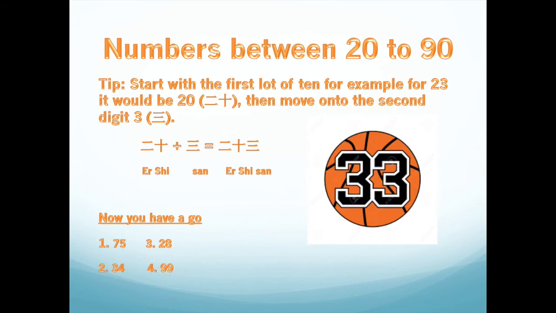Okay, so now we are going to be learning the Mandarin numbers between 20 and 90. There is also a helpful tip to help you remember these numbers. Start with the first lot of 10. In this example, it would be 20. Then move on to the second digit. In this example, it would be 3. Together, they make 23.